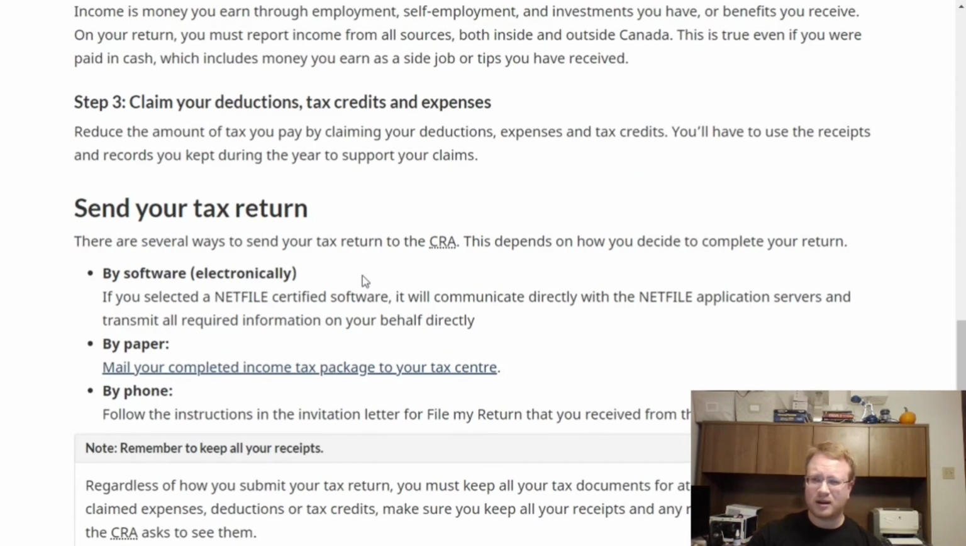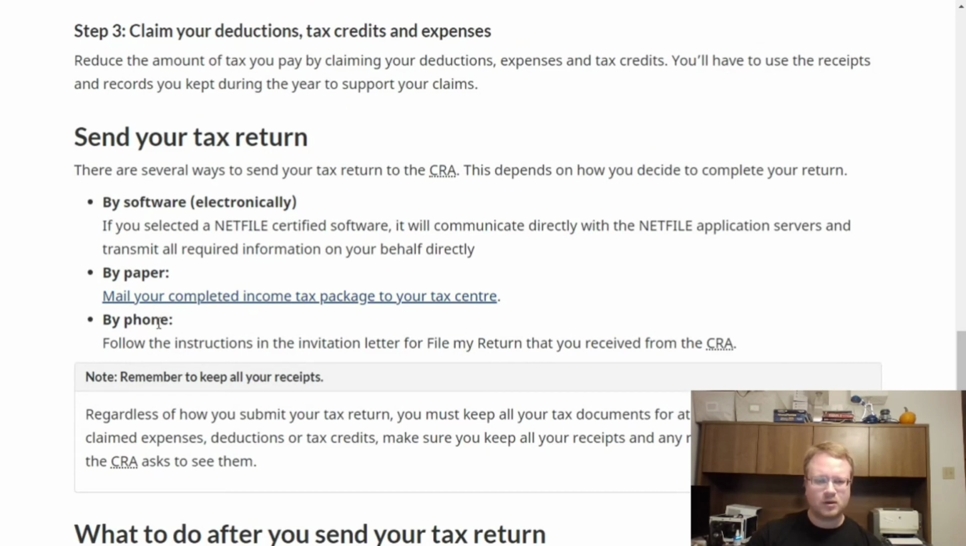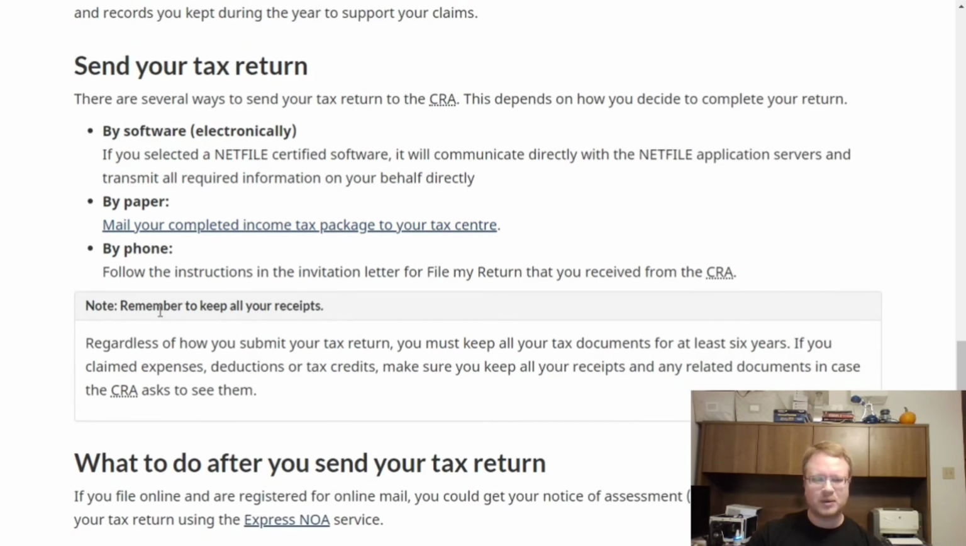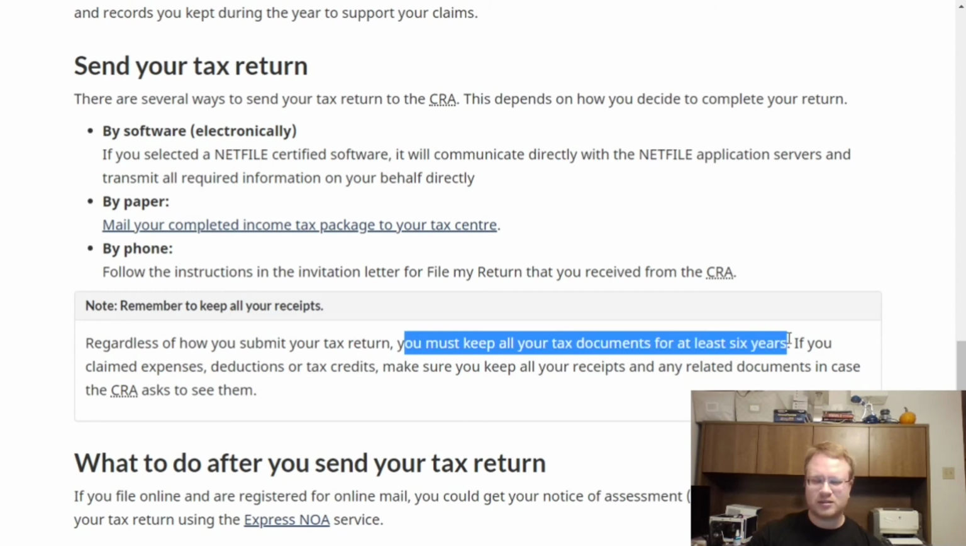How do we send our information to the CRA? How do we literally do the filing part of filing our taxes? You can do it electronically. The information goes straight to the CRA, by paper, or by phone. Note, remember to keep all your receipts. You must keep all your tax documents for at least 6 years.